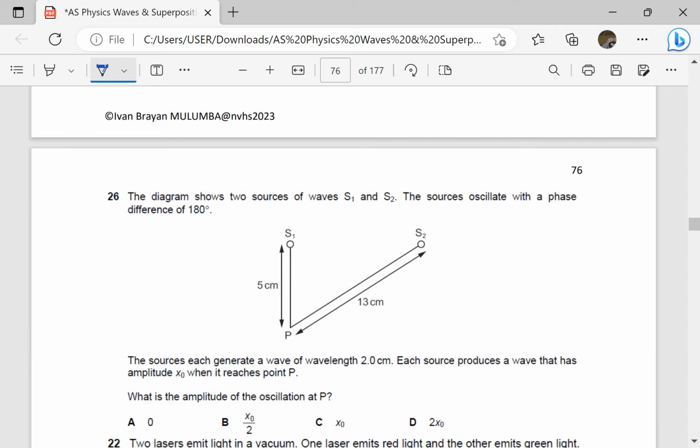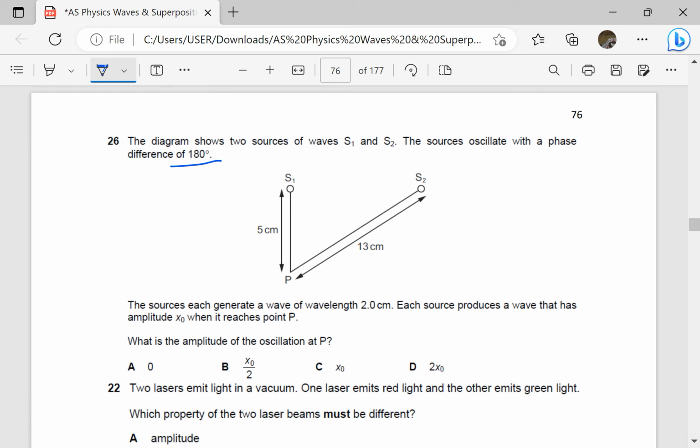The diagram shows two sources of waves, S1 and S2. The sources oscillate with a phase difference of 180 degrees. That means where we expect a minima, we must find there a maxima, and the reverse is going to be true. The sources each generate a wave of wavelength 2 centimeters. Each source produces a wave that has amplitude x0 when it reaches point P. What is the amplitude of the oscillation at P?